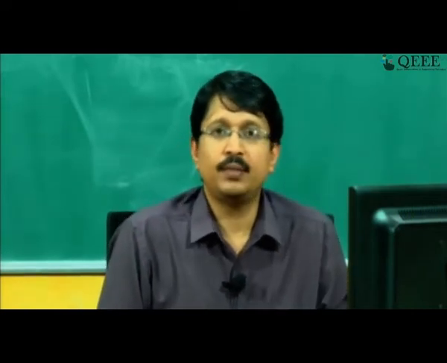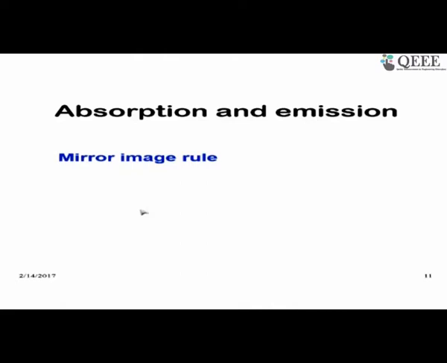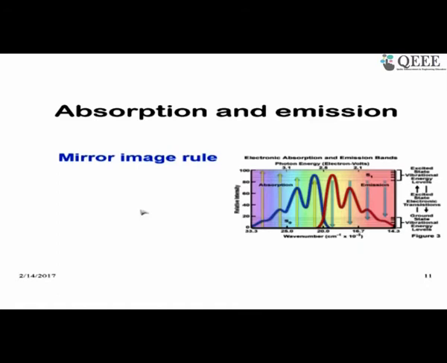Yesterday we talked about absorption; today we are talking about emission. In both cases there is something called the mirror image rule. This is that rule. In that spectrum, as you can see on your left hand side, the blue line is called absorption and the red one is called emission. It is as if there is a mirror in between. The emission is exactly a mirror image of the absorption. The question is, why does such a thing happen? What could be the reason for a mirror image?